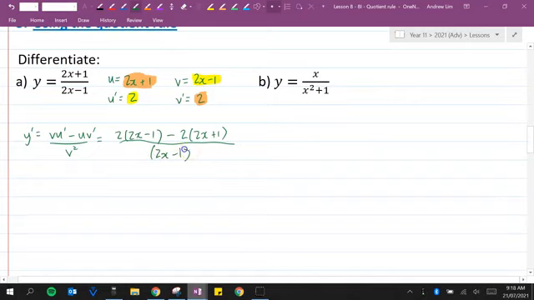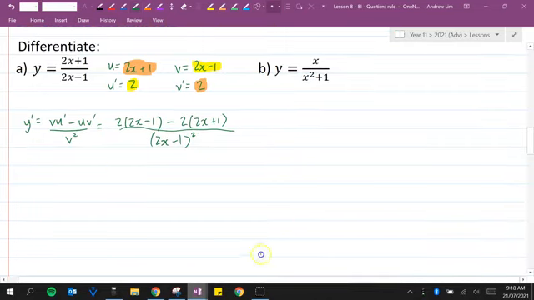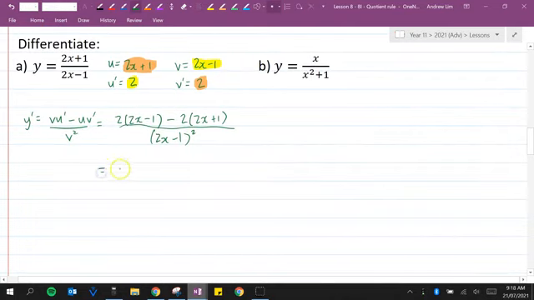2x minus 1 squared. Now, whenever we want to simplify this, we always want to simplify the numerator. We never need to expand the brackets in the denominator, just leave that as it is. But the numerator, we do need to simplify. So I'm going to expand the brackets. We've got 4x minus 2 minus 4x minus 2, all over (2x minus 1) squared. And that's equal to negative 4 all over (2x minus 1) squared. And that's it.